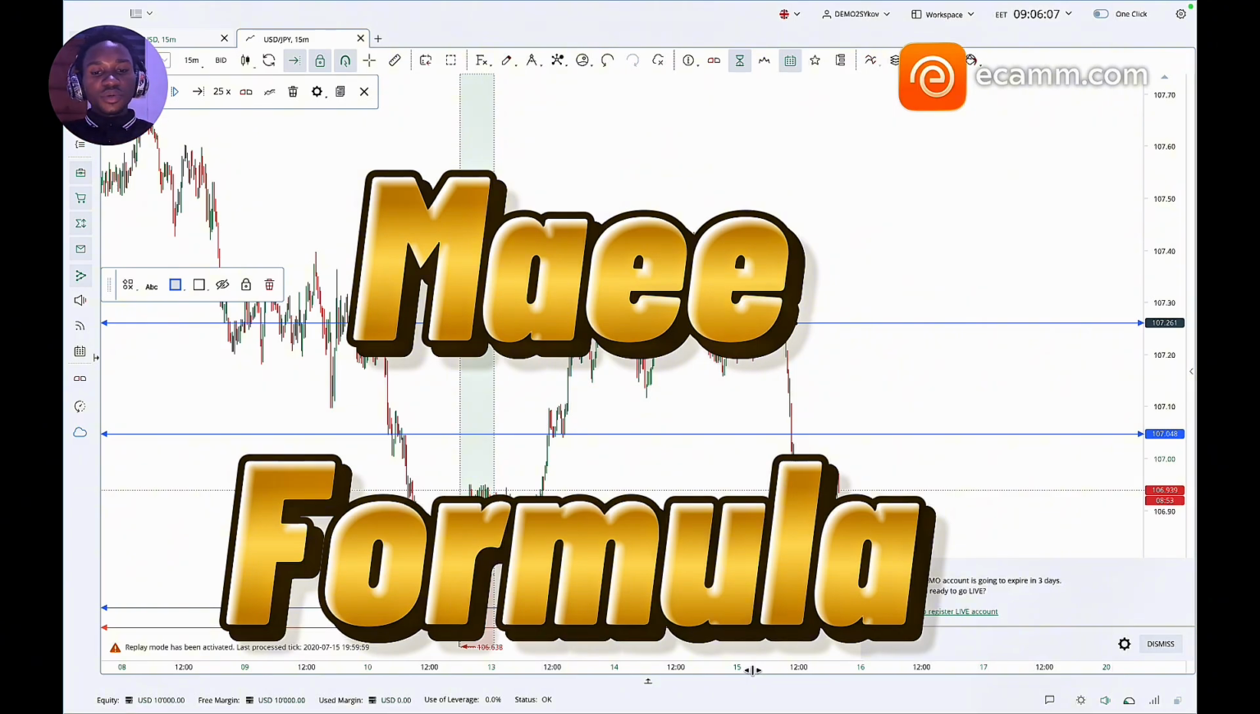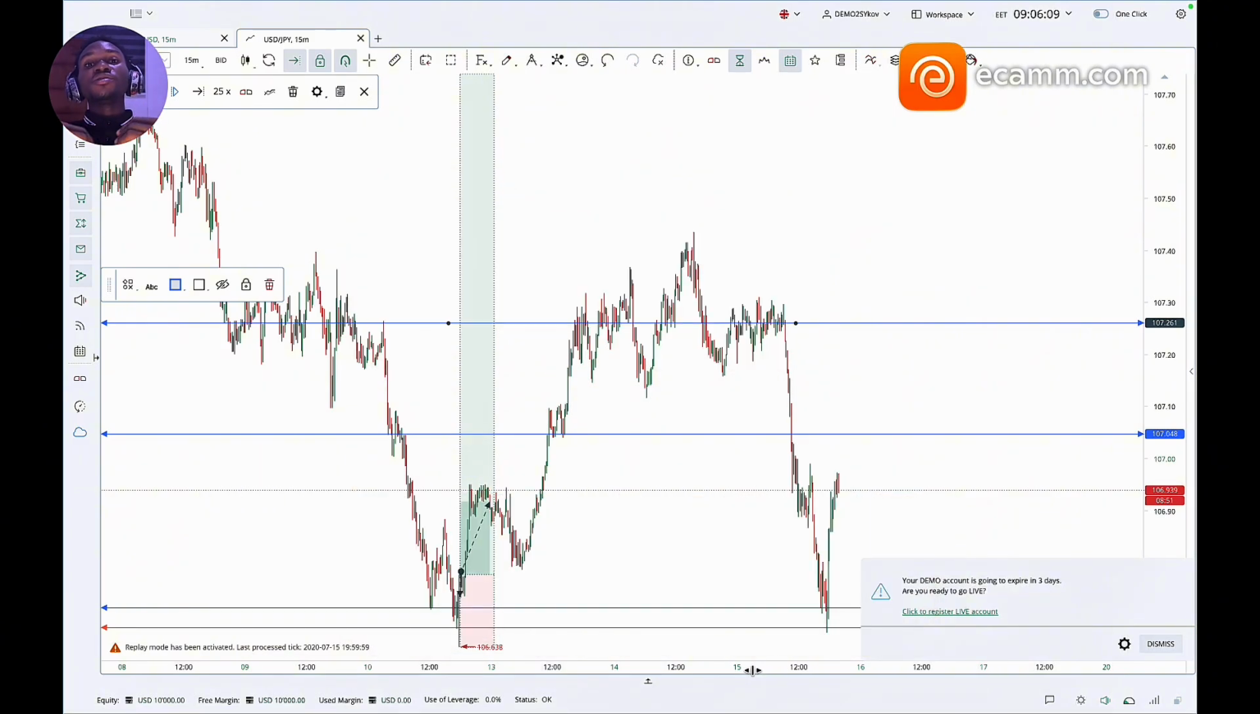The market structure in this market condition was a ranging market. The market was ranging. You can see it was going high to the resistance, it came back to the support. Just like I kept on ranging.